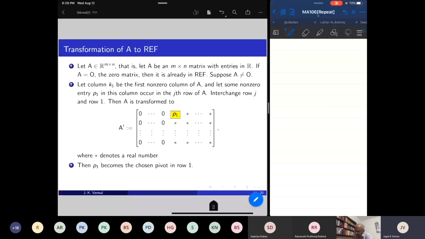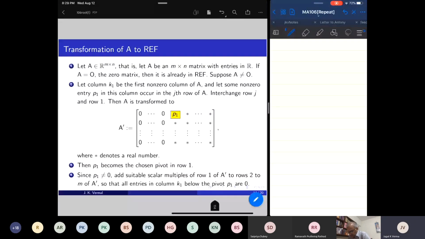I forget all the zero columns, the first few zero columns of A prime, and now you focus on the remaining matrix. So forget the first row, forget all the zero columns, and forget the column in which P1 is occurring. Now I get a smaller matrix and repeat this procedure. Is that clear? Yes, we just repeat. This is the first step of the Gauss elimination method, and then we keep on repeating on the smaller matrix, and it will lead to a row echelon form.